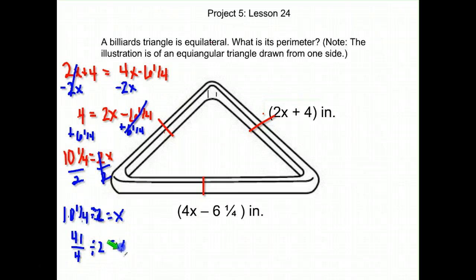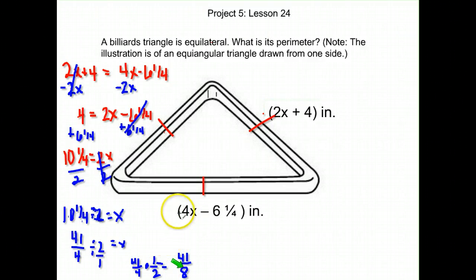Now, how do you divide fractions? Well, first we would need to put the 2 over 1 so that it's written out in fraction form. And then the rule is that you flip your fraction and change this to multiplication. So that gives us 41/4 times 1/2. Multiply top times top, 41, and bottom times bottom, 4 times 2 is 8. So we get that x is 41/8.